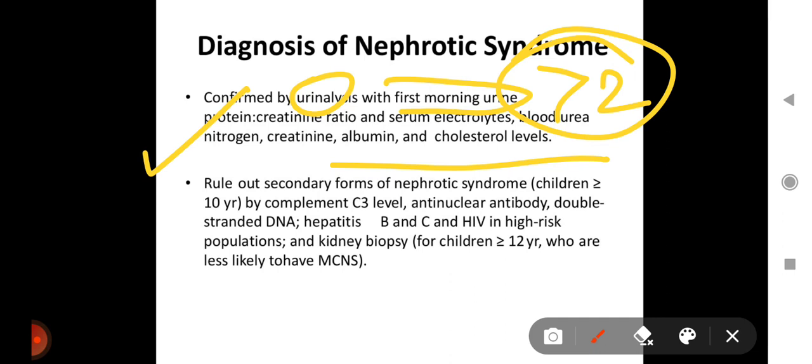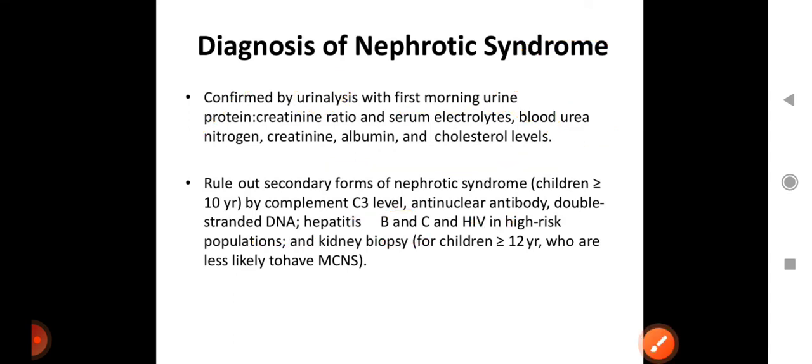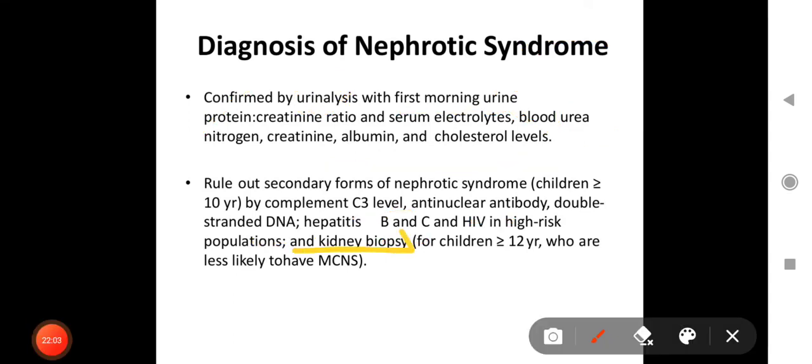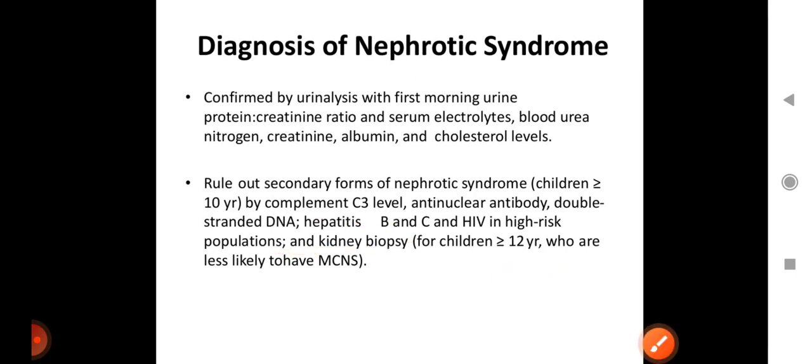So rule out secondary forms of nephrotic syndrome in children more than 10 years by complement C3 levels, antinuclear antibody, and dsDNA, hepatitis B, C, HIV in high risk population. Kidney biopsy for children more than 12 years who are less likely to have minimal change disease. So kidney biopsy is indicated in children more than 12 years because there are less chances that the patient will have minimal change disease. Any other histological type is suspected in those cases.